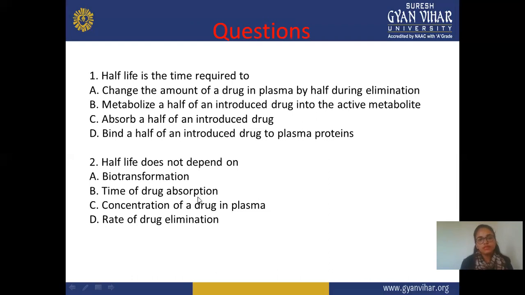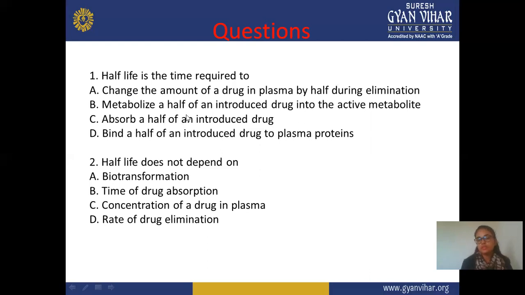Half-life is the time required to change the amount of a drug in plasma by half during elimination. The other options are: metabolize half of the introduced drug into active metabolites, absorb half of the introduced drug, and D option is bind half of the introduced drug to plasma protein. You should know what a half-life is. According to the half-life, you can choose the one correct option out of A, B, C, D.